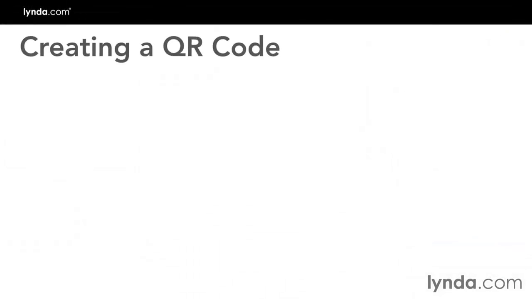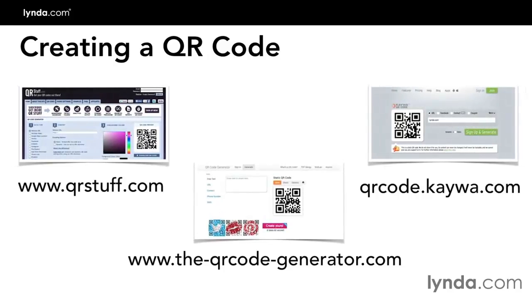If you want to create your own QR code, there are quite a few websites where you can plug in a URL and get a QR code you can save. QRstuff.com is the one that I like to use. You can see 2 others here. And of course, a quick Google search will find many more options.